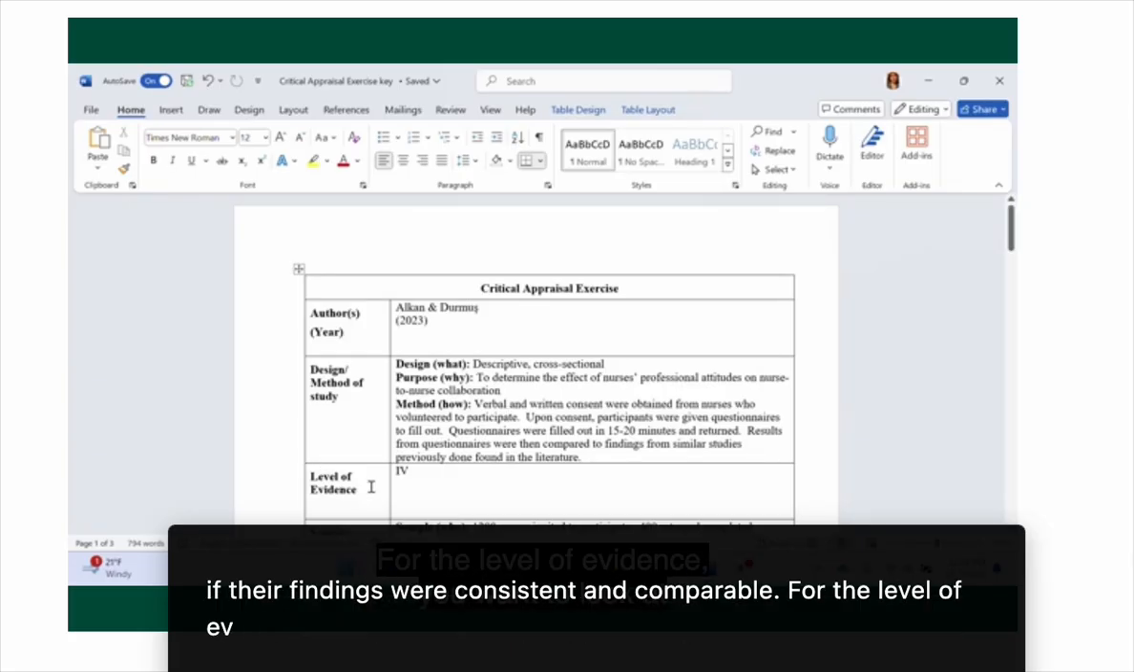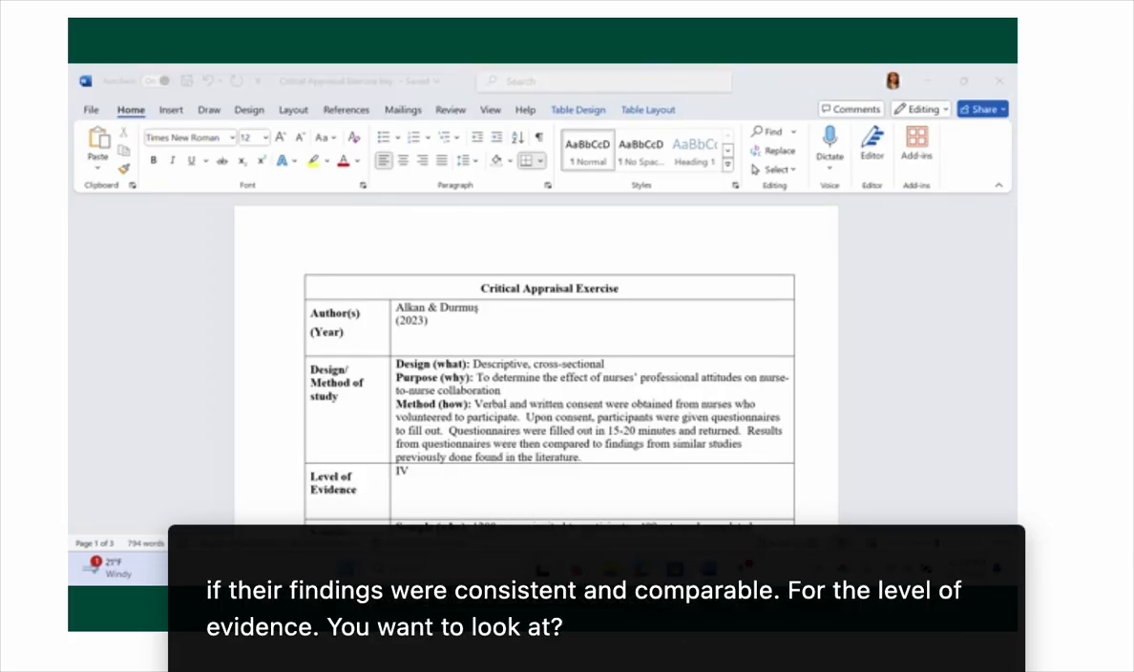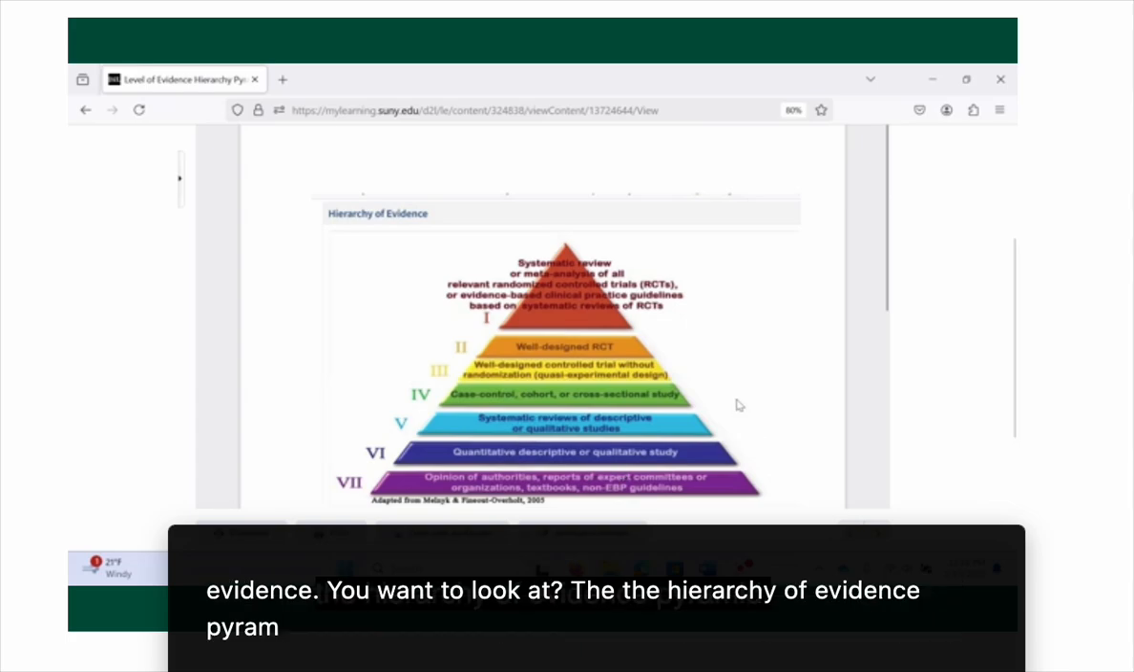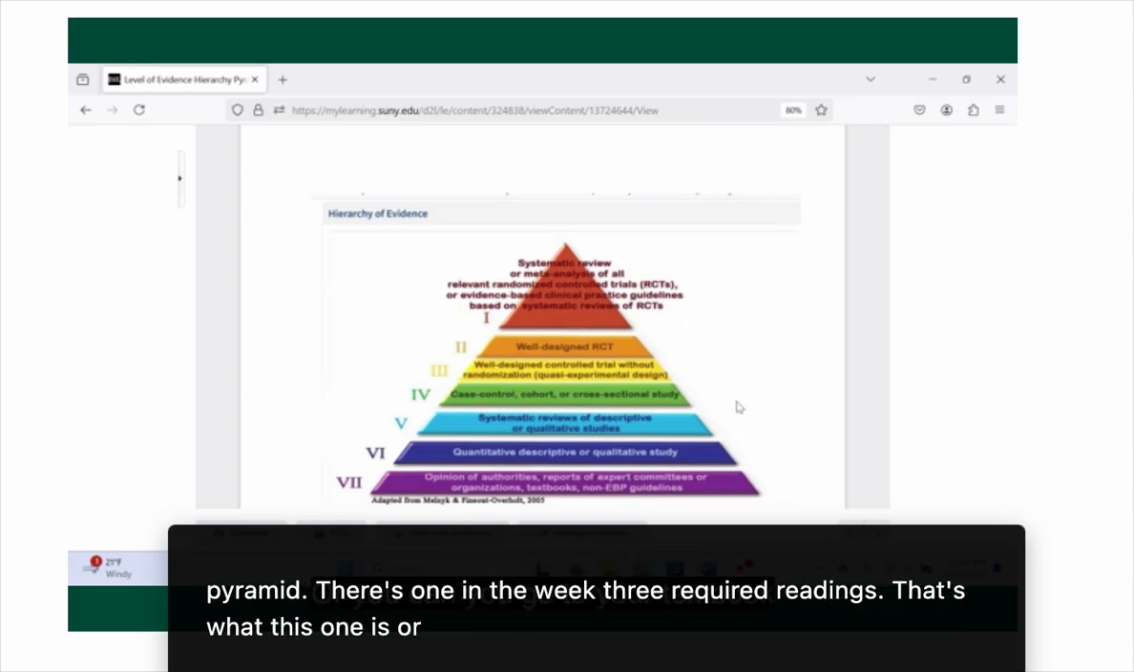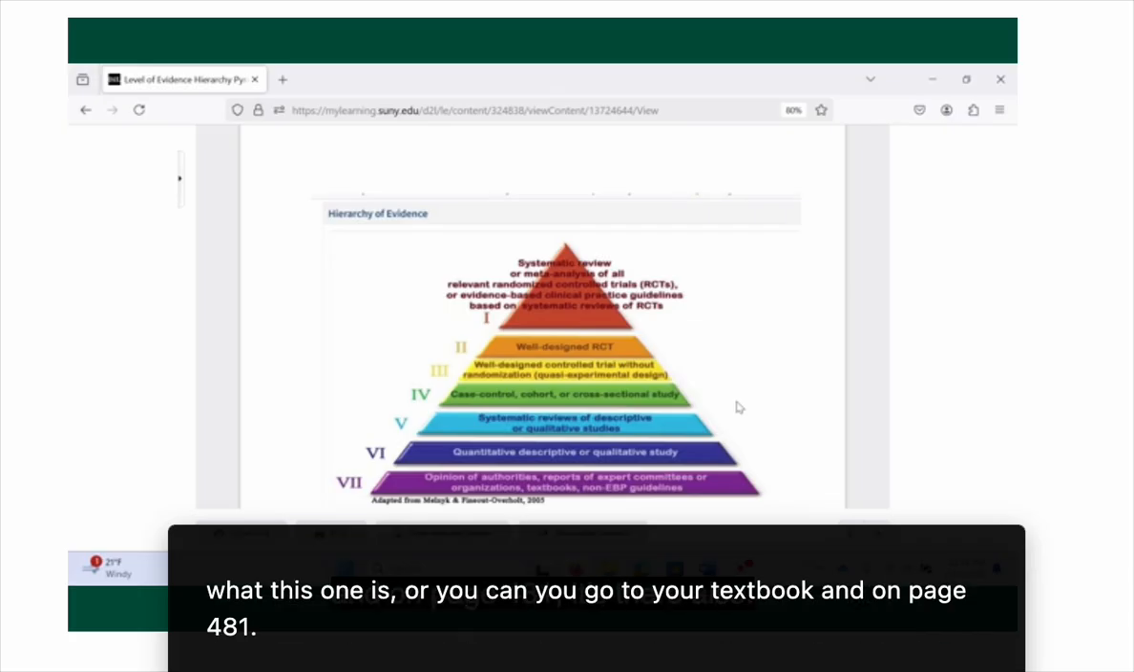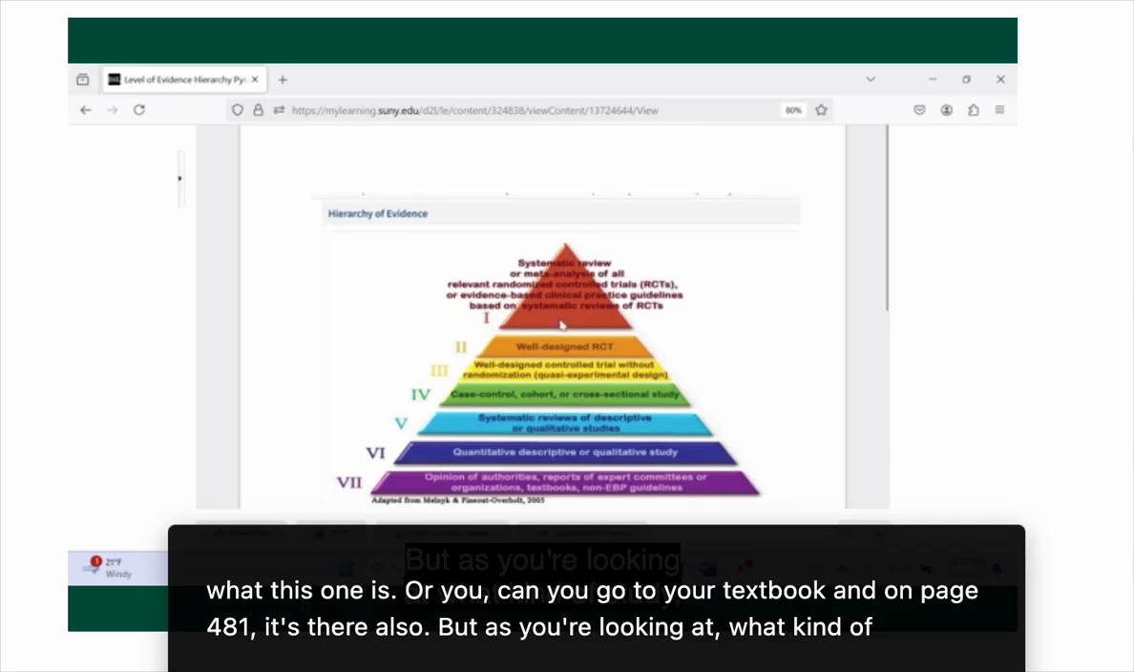For the level of evidence, you want to look at the hierarchy of evidence pyramid. There's one in the week 3 required readings, and that's what this one is. Or you can go to your textbook, and on page 481, it's there also. But as you're looking at what kind of study, we know it's a cross-sectional.